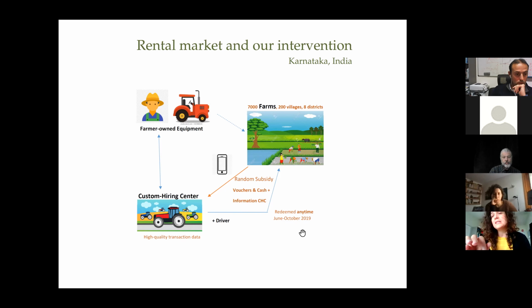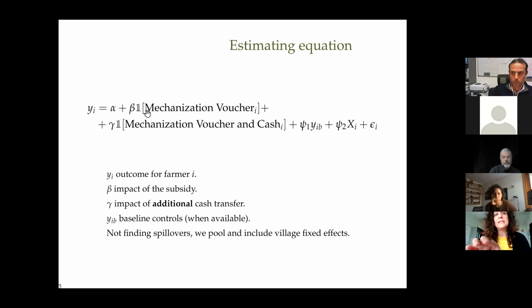And what is key for us is that we allow these farmers to redeem these vouchers anytime during the Kharif season, which is between June and October. So they were basically optimizing when to use this equipment and what type of equipment to use. So to assess what we find, we're basically running a regression of the outcome of interest on the mechanization treatment and an additional term that is giving us the additional effect of having cash, which is the mechanization voucher and the cash. And we got a take-up rate of about 30%, which is relatively large for interventions that work on vouchers.